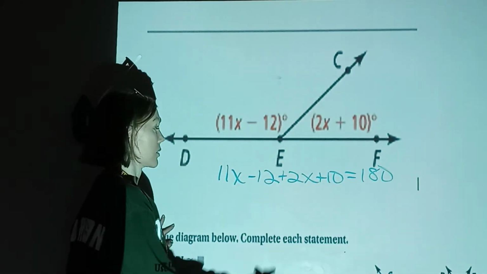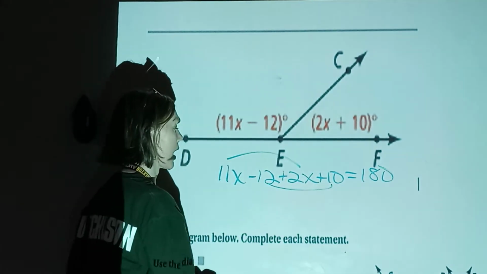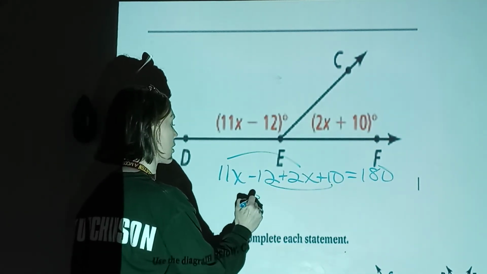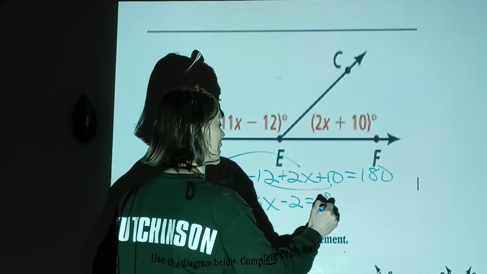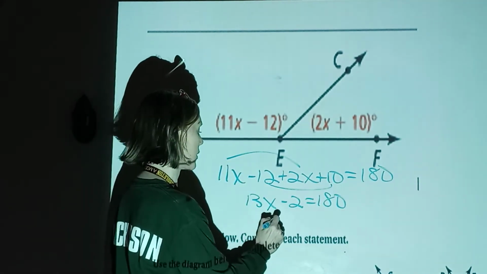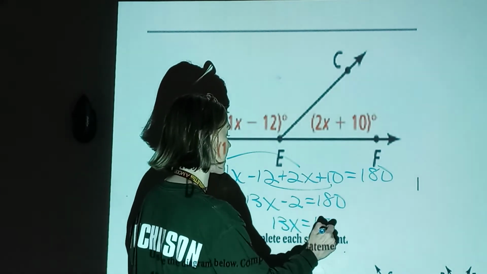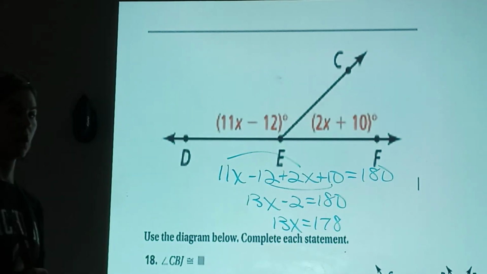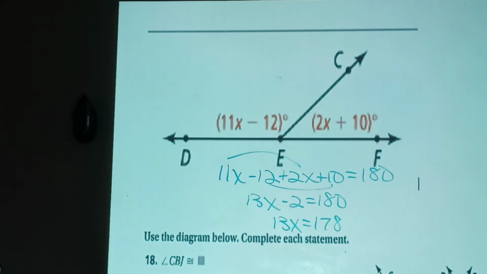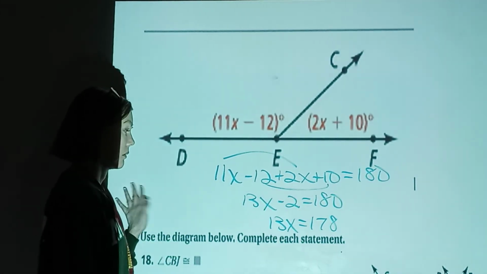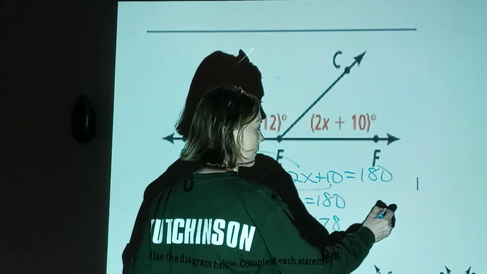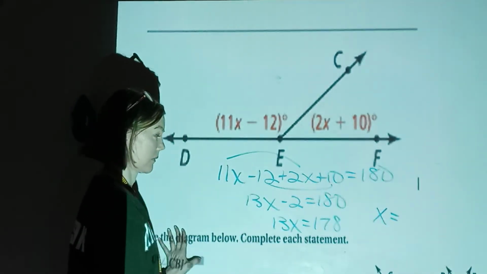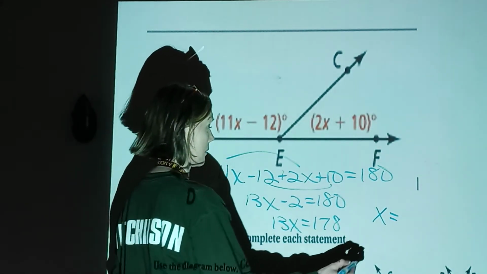Now we combine like terms. 11 plus 2 is 13x. Negative 12 plus 10 is negative 2, equals 180. Subtract 2 from both sides: 13x equals 178. Divide by 13 on both sides. What do we get? 178 divided by 13 gives you 13.6.